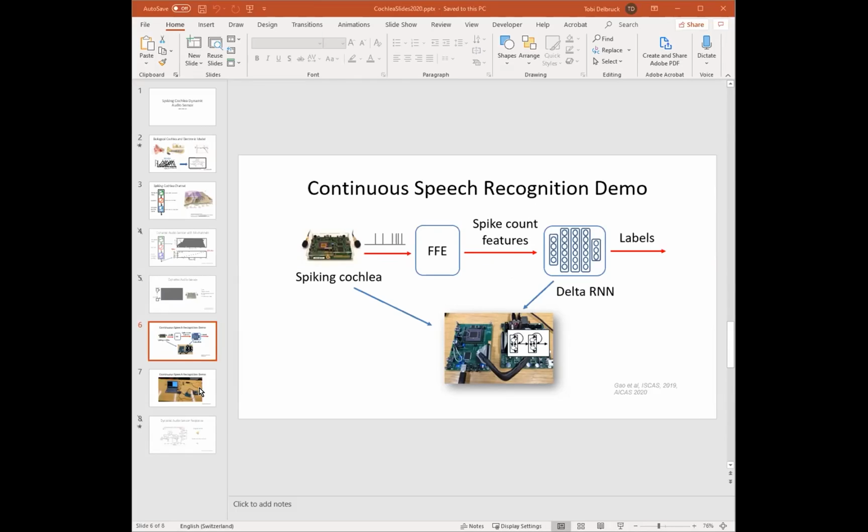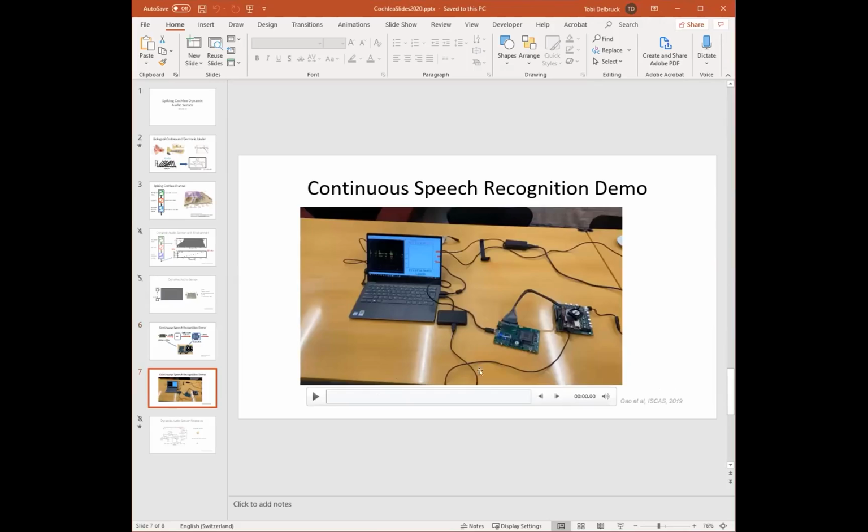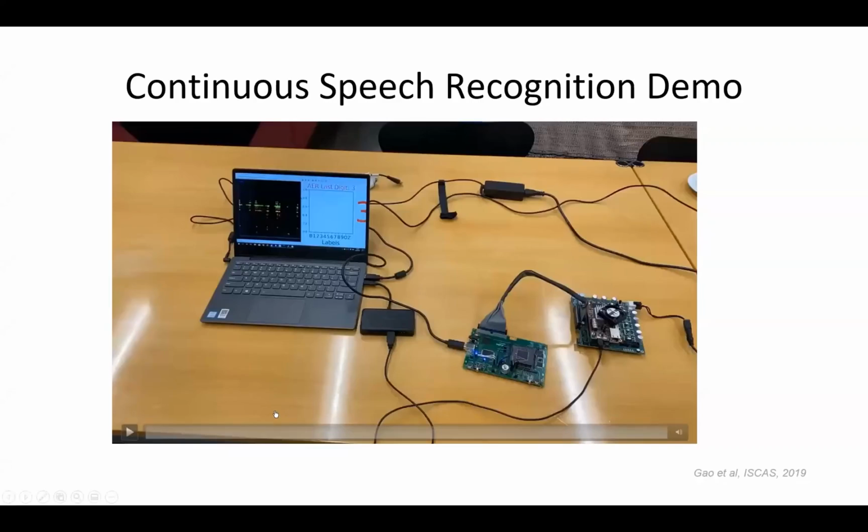I have to show you a demo because we didn't have time to get the thing up and going. But what you're going to see in the video is the cochlea. Here's the board. Let me move the camera to here. You see the board over here? Same board over here. It's going to an FPGA on which we've implemented this recurrent neural network.